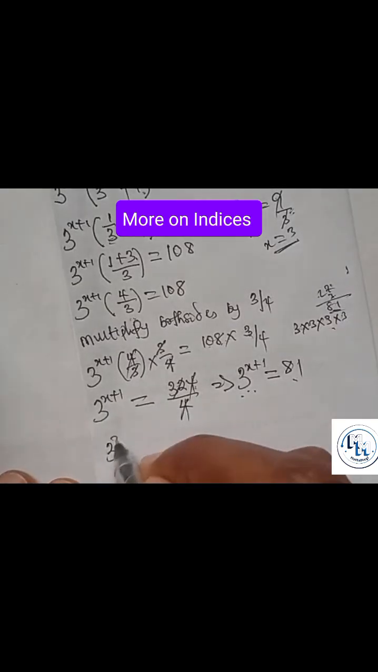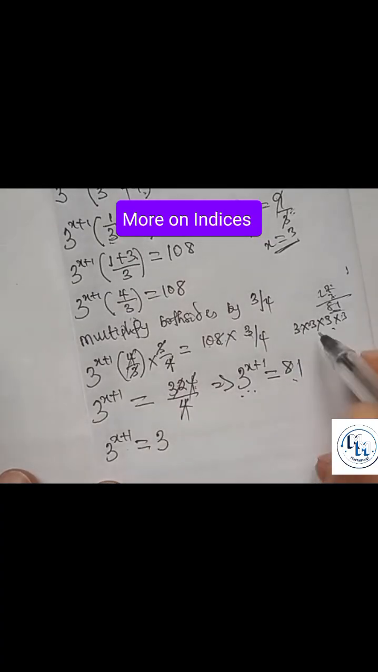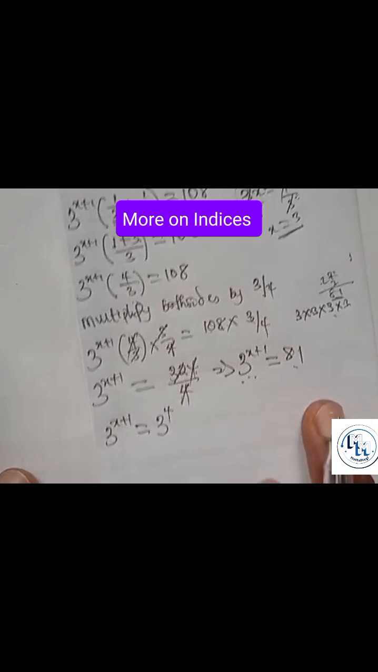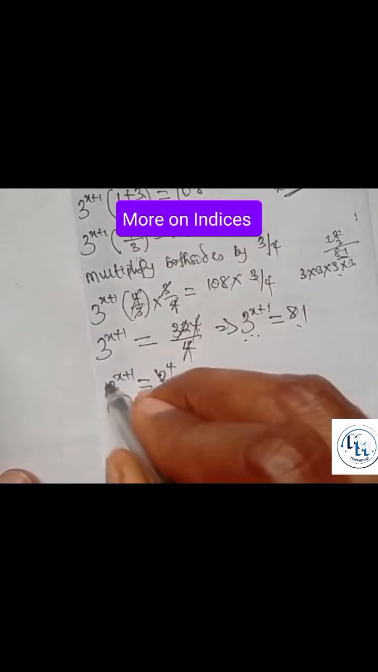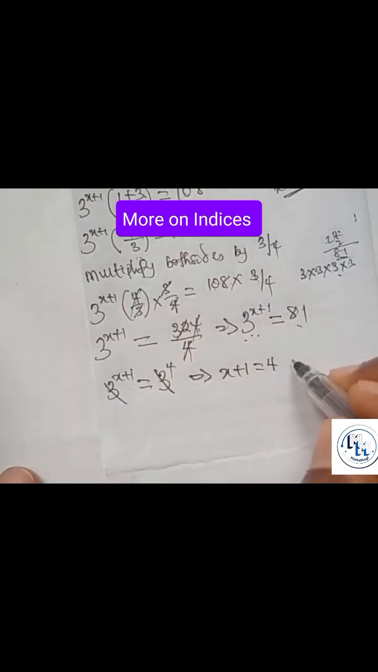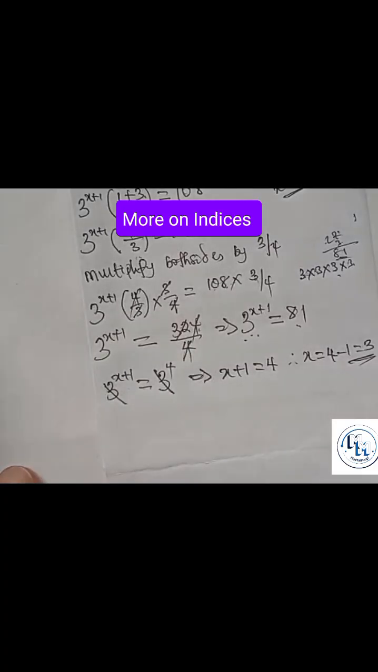So we have 3 to the power x plus 1 is equal to 3 to the power 4. 1, 2, 3, 4. That gives us 81. All right. Then we cancel the bases. We are left with the powers, which is x plus 1 is equal to 4. Therefore, x is equal to 4 minus 1, equal to 3.